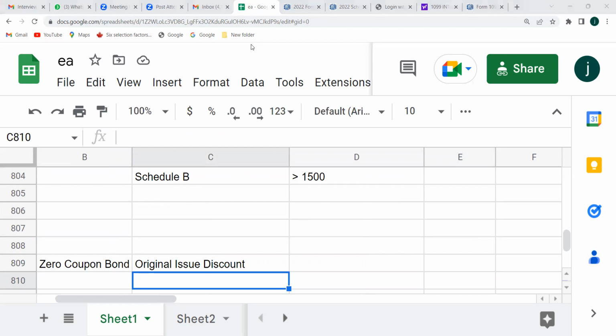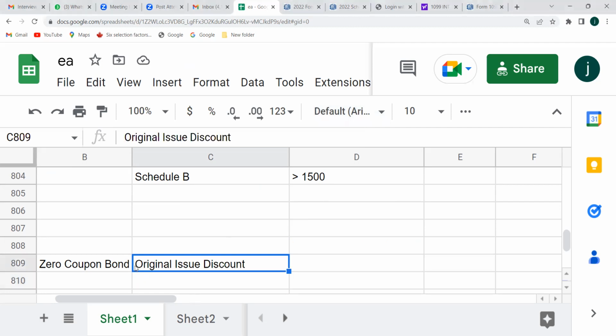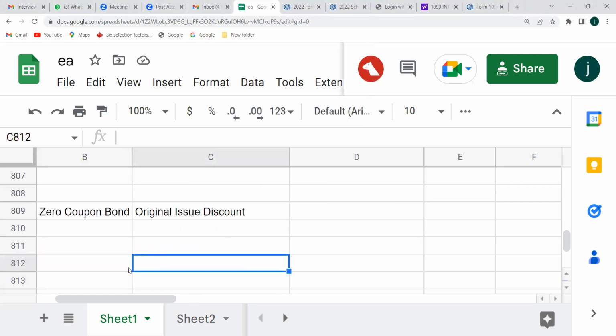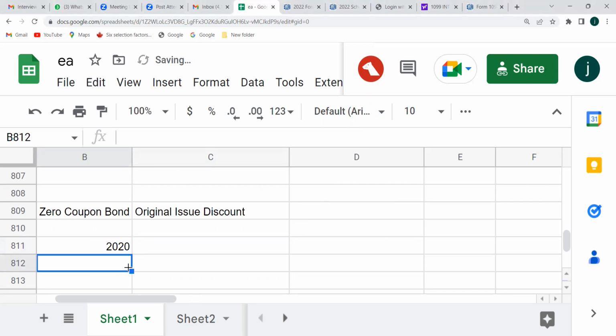It is basically a bond which will be reimbursed at par value, but when you buy it, you get it at a deep discount. In that way, you'll be earning the interest, but you'll not be getting any interest percentage as such. Say, for example, we are in the year 2020.